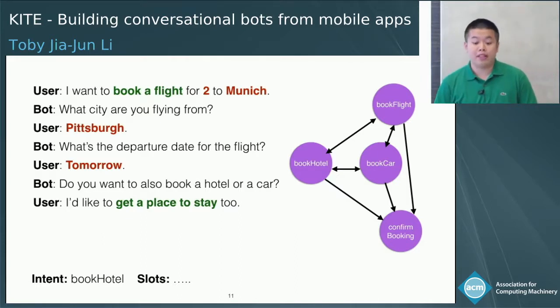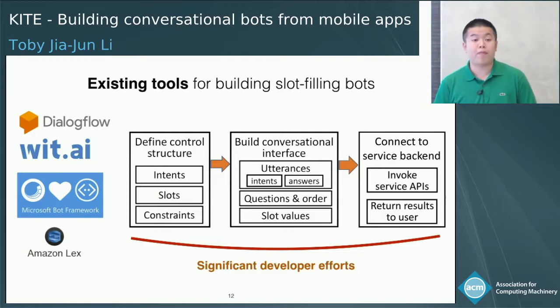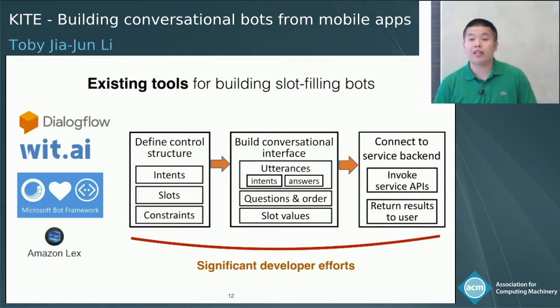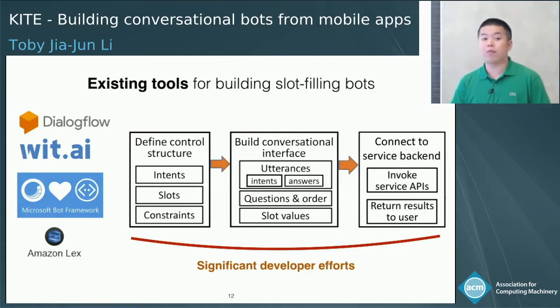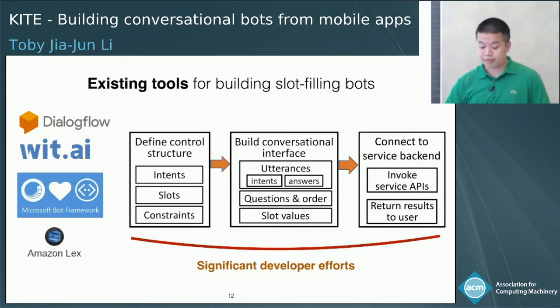This is a simplified example where we ignore many details, but it should give you an idea of how the slot filling approach works. There are many popular tools for building slot filling bots, such as Google Dialogflow, Wit.ai by Facebook, Microsoft Bot Framework, and Amazon Lex. These tools require significant developer efforts, where developers have to manually specify intents, slots, constraints, and also provide prompt questions, sample utterances, and slot values before they can connect the bot to the backend.